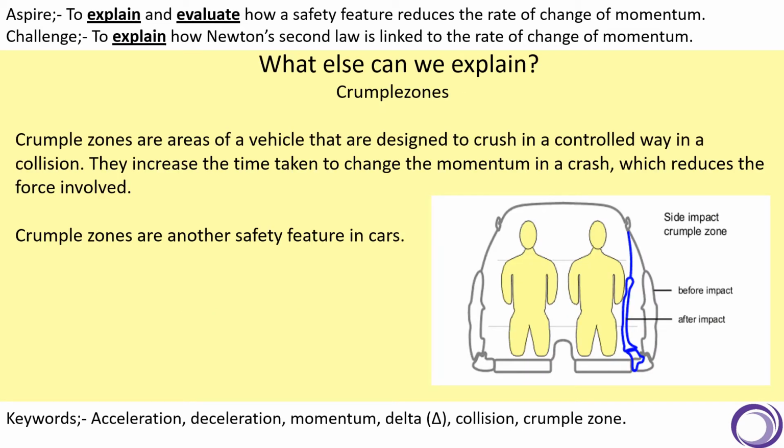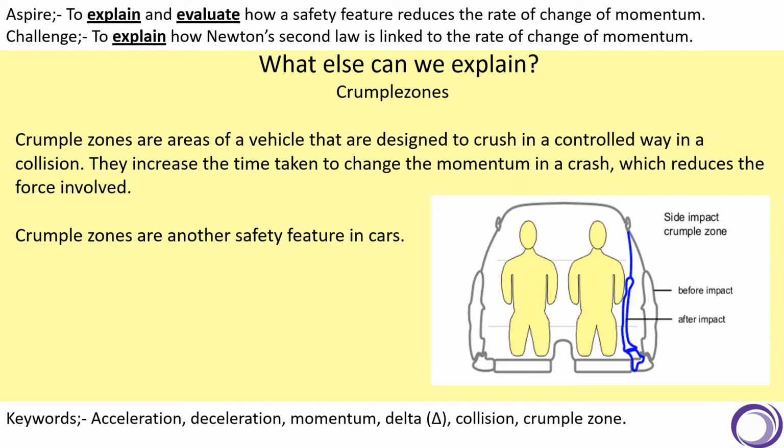We're going to apply the physics of what we've done so far to car safety features. So we've got a crumple zone. A crumple zone is an area of a car that's designed for controlled collapse. It's not meant to be rigid, it's supposed to slowly collapse. The idea being that you can reduce the forces involved on the people in the car.